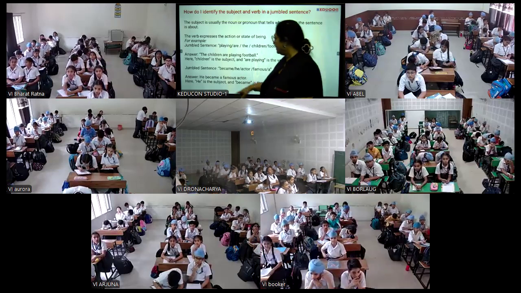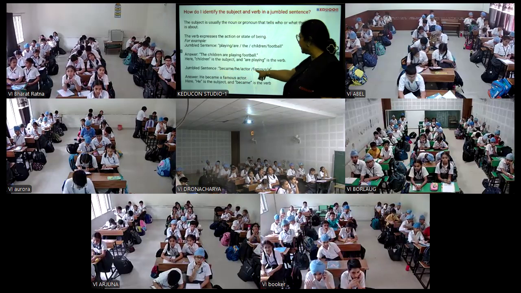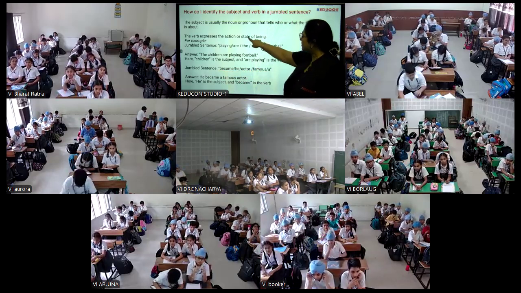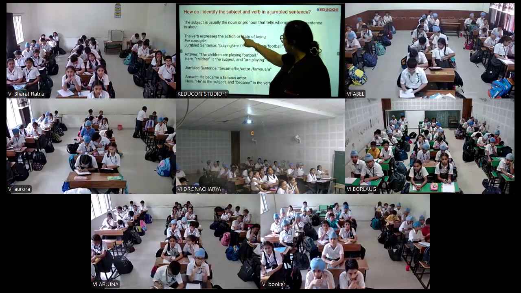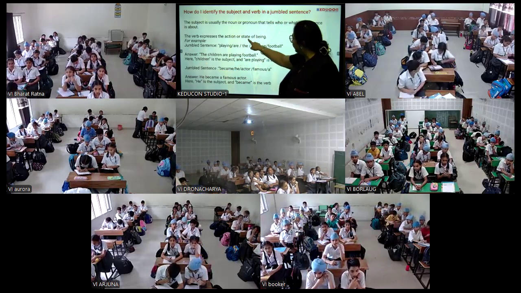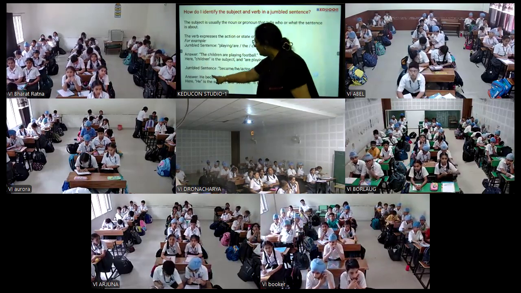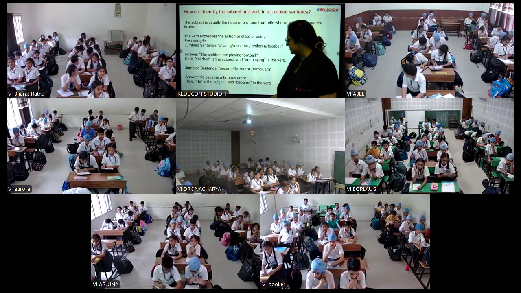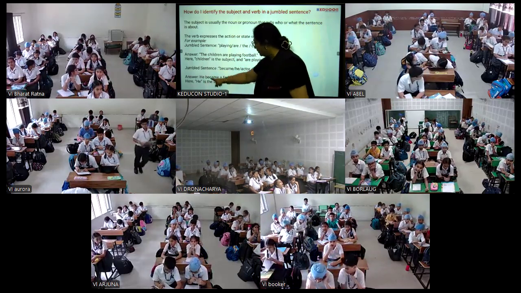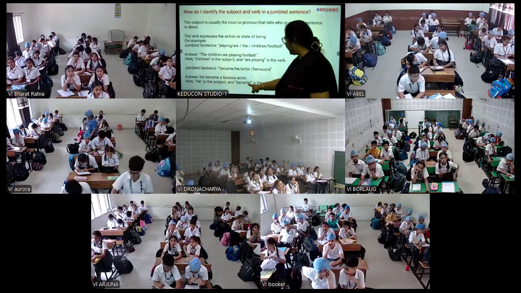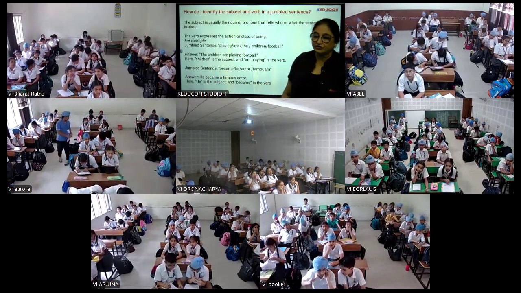Don't worry. Jumbled sentence: "become he actor famous." Now this is the second. This is state of being. This was action. यहाँ पे action हो रहा था. यहाँ पे state of being है. "He became a famous actor." He is the subject, a pronoun, and became is the verb.